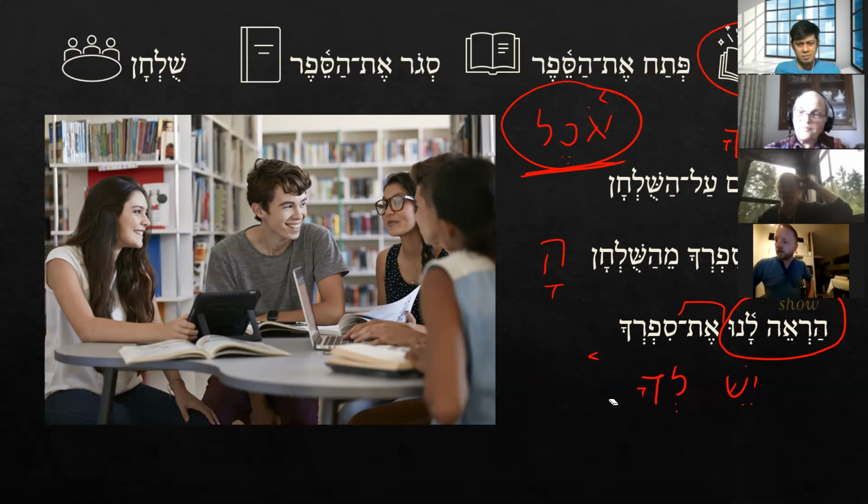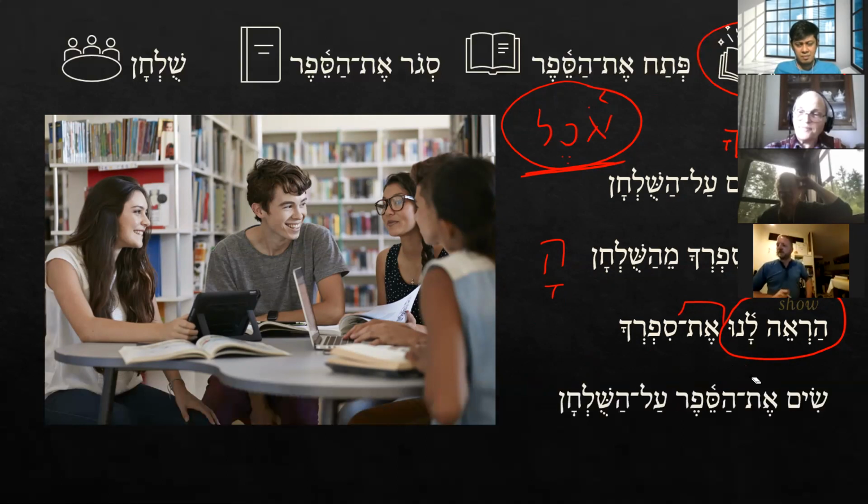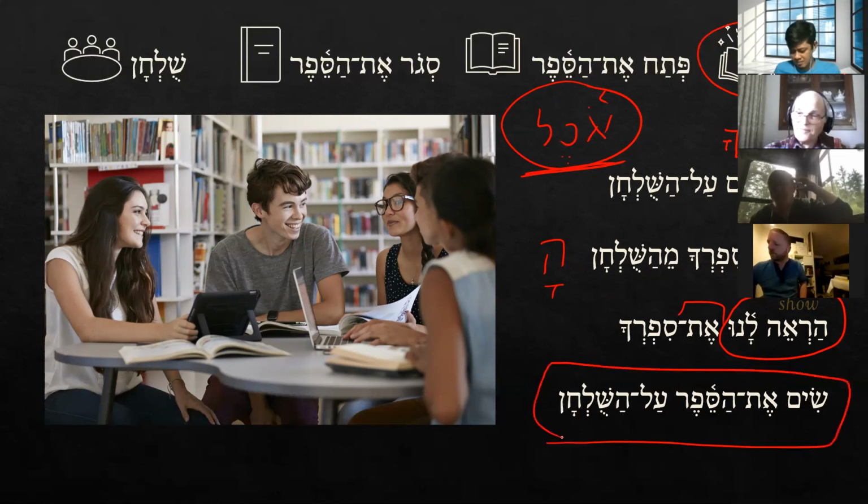Okay. Let's see what we got next. Har'elanu. And this says, Ward, what is this one? Sim et ha-sefer al ha-shulchan. So place the book on the table. Yep, put the book on the table. Place the book on the table.